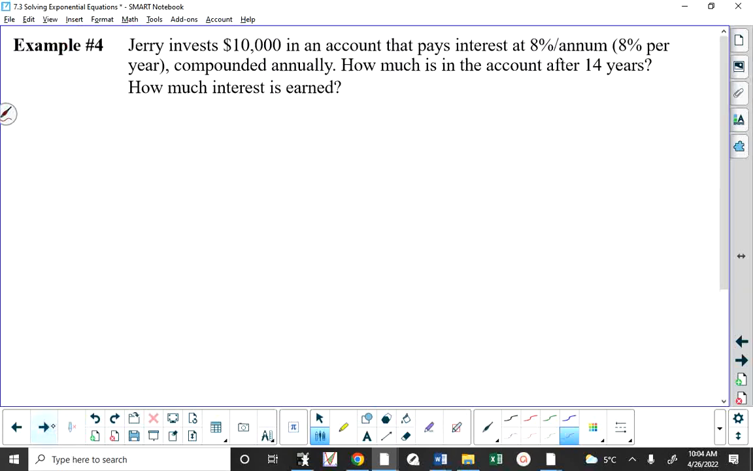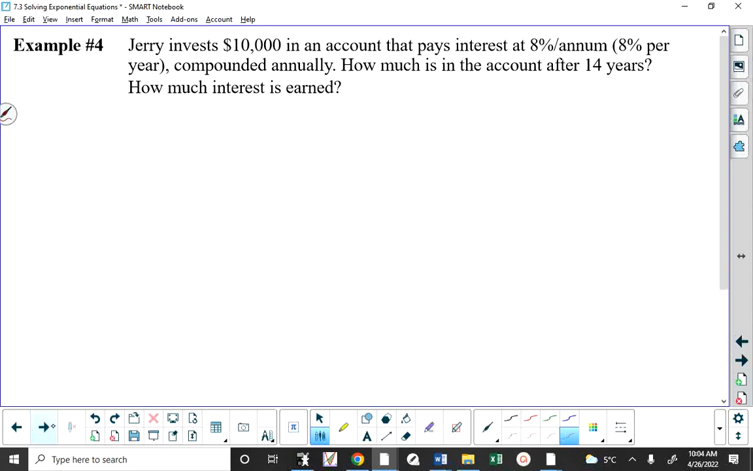So, Jerry invests $10K in an account that pays 10% per annum. The word annum in math means annual. It comes from, I believe, a Latin term. Latin term is annum. So it's 8% per year.